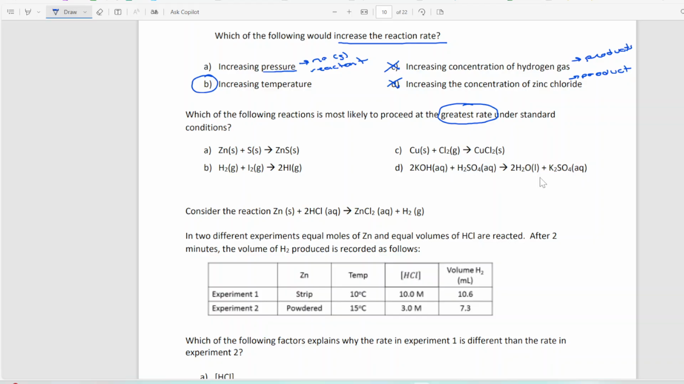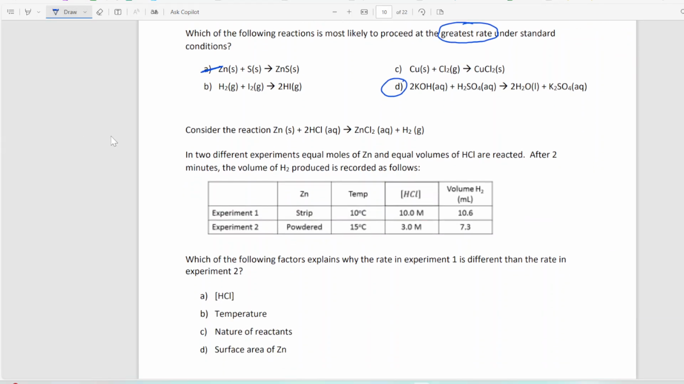Okay, so if you look at these, which one's going to be the fastest? Well, definitely not the two solids. Okay, and then what are we down to? We have two gases. We have a solid and a gas. We have these aqueous solutions. The aqueous solutions are always going to be the fastest. So this one was about phase considerations.